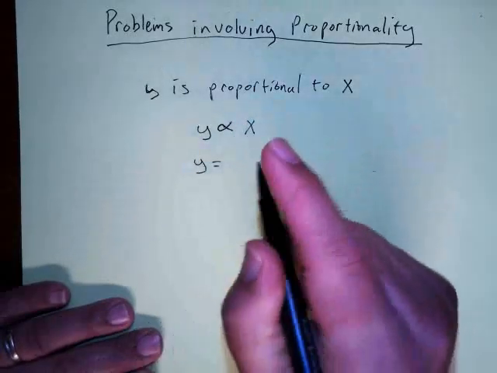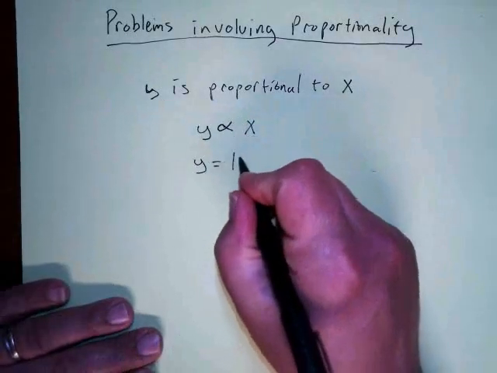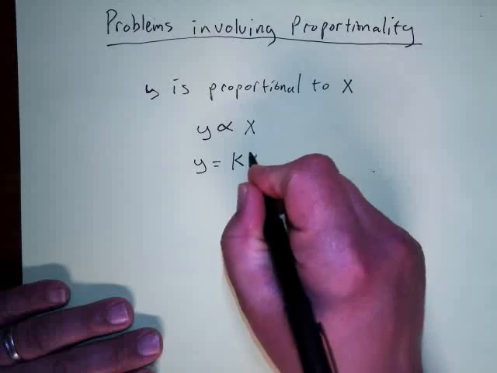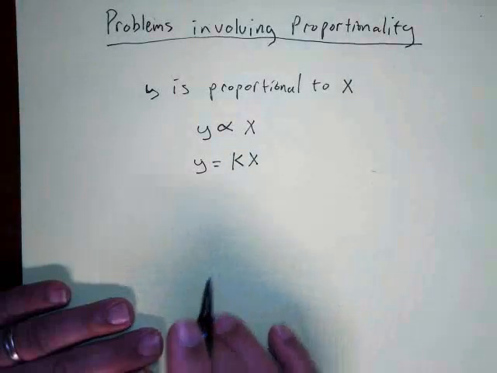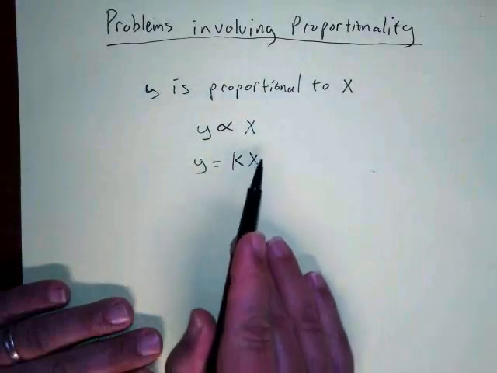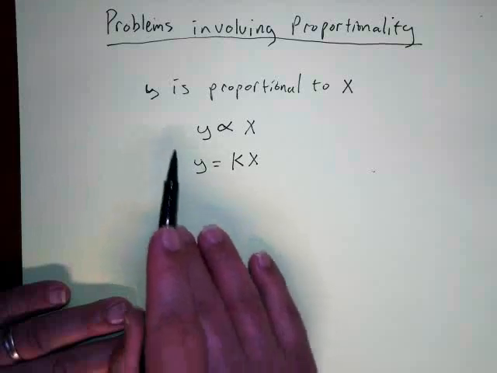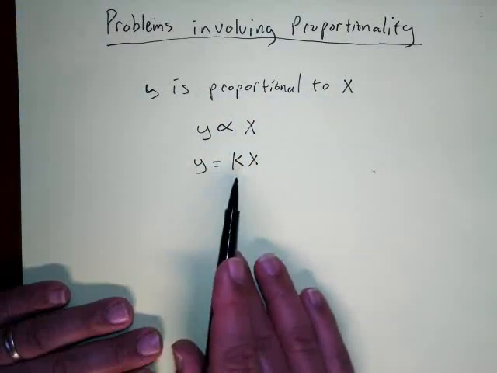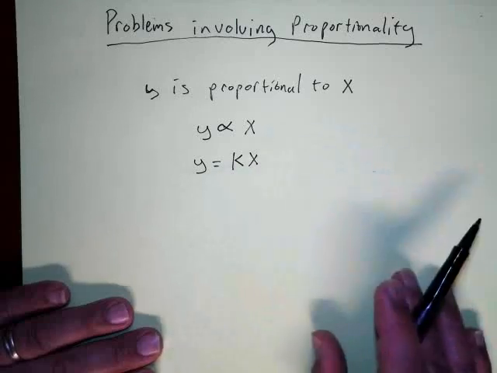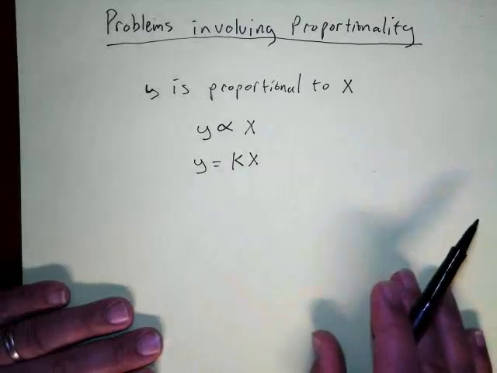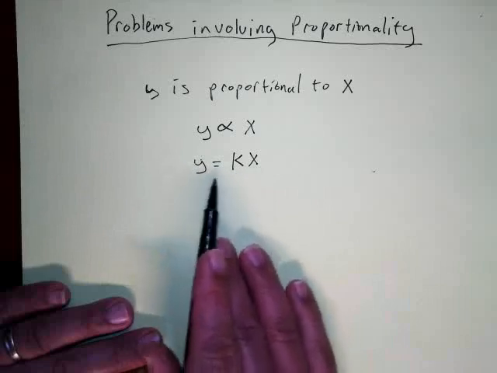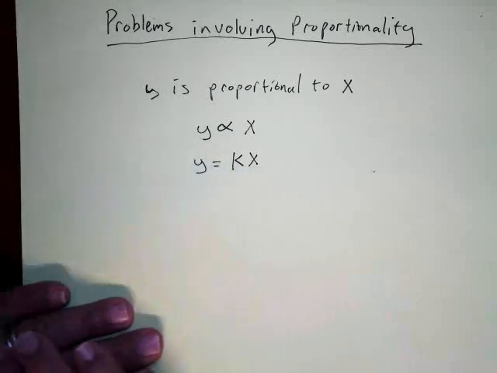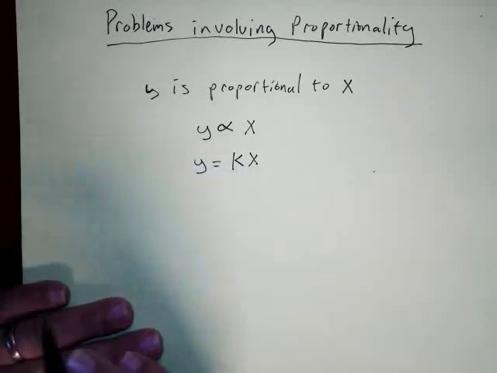And what it means is that Y is not quite equal to X, but it's almost equal to X. It's proportional to X. It's not equal to X, but it is equal to a constant times X. And so what you get here is an equation. If Y is proportional to X, Y is equal to a constant times X. And then you can plug in values and use it to solve real-world problems.